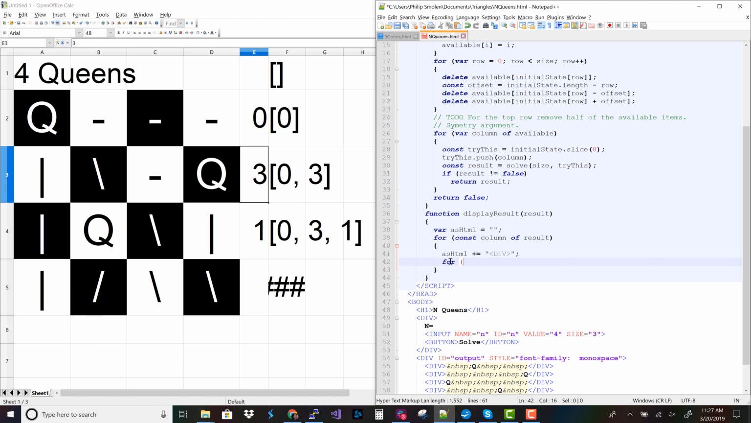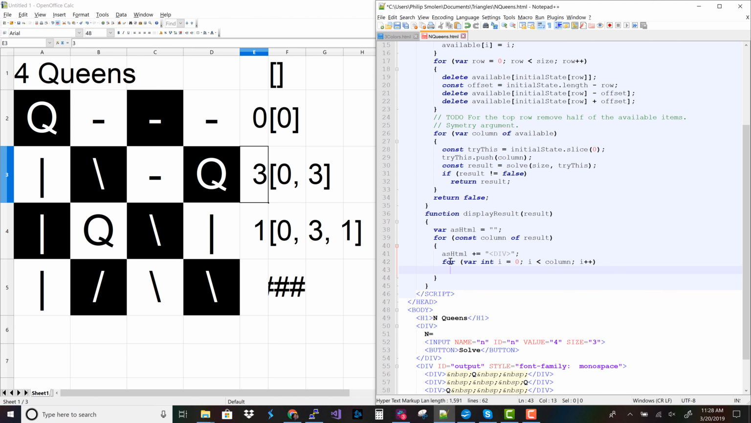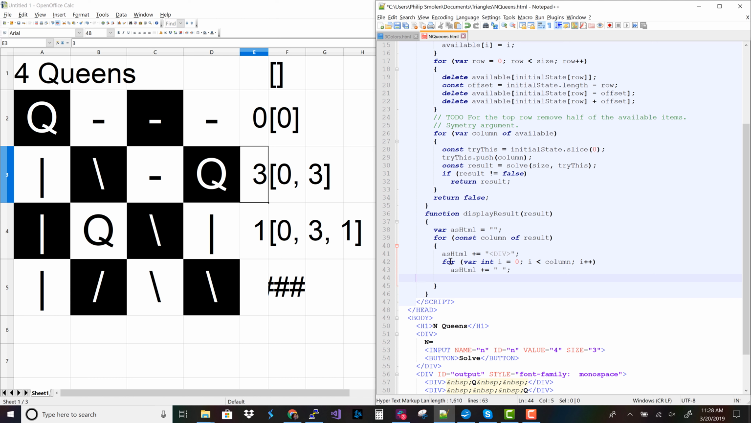So now we say for int i equals 0. Always start counting from 0. i is less than column, i plus plus. That's just how we do it. And for each one of those, we want to add a space. As HTML plus equals space. Oh, almost made that same mistake. NBSP, non-breaking space. Then I'm going to add the Q, and I'm going to close out the div. There we have it. That is a row, and we can do that for every row in the result.